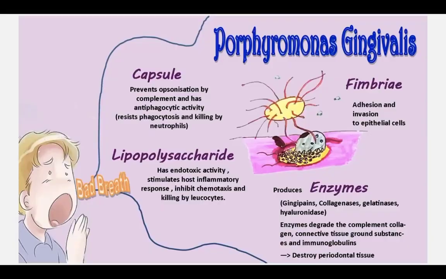Destroy periodontal tissues. What does it do? It destroys periodontal tissues. How? By enzymes. What enzyme? Pain in the gingiva, gingipains, and to destroy the connective tissue, collagenases. Okay, perfect. At least we remember some of them.